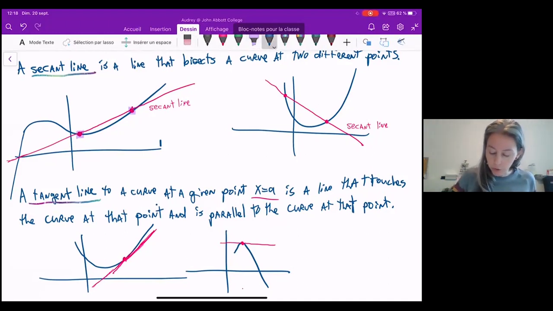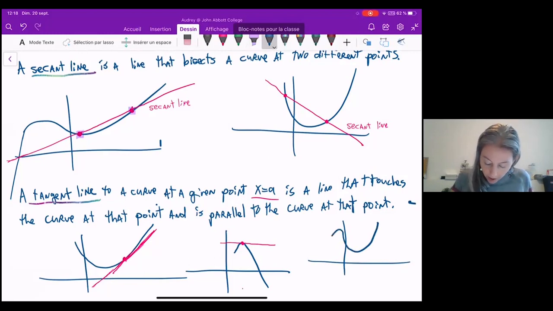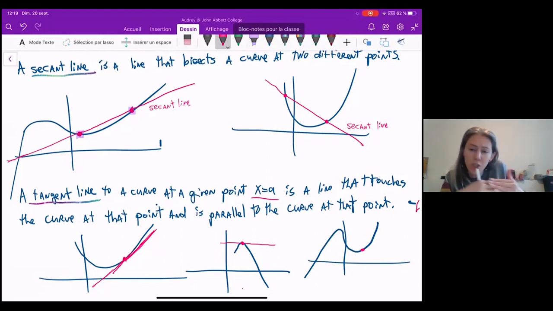But if my curve were to do something like this, or like that secant line curve that I drew up there, so instead of just having that parabola shape, maybe I have it go back down, and I want to draw my tangent line to the point right there, well, that's going to be a line that's parallel to the curve. So it just grazes the curve.